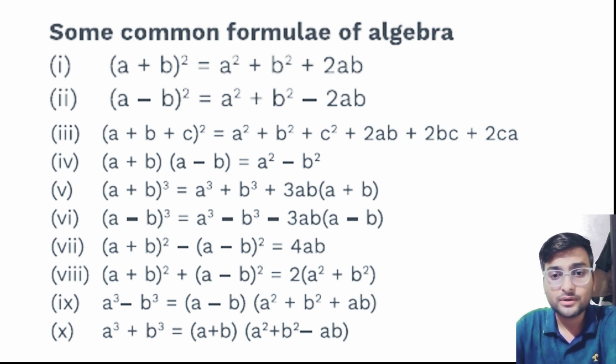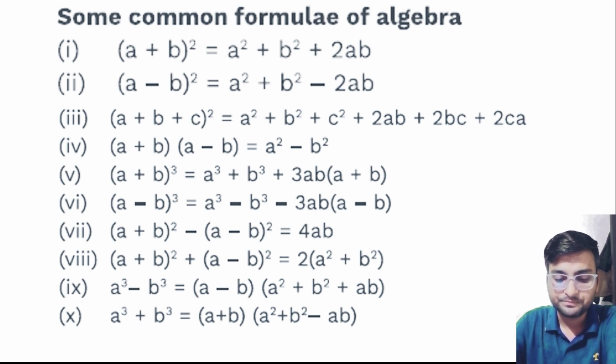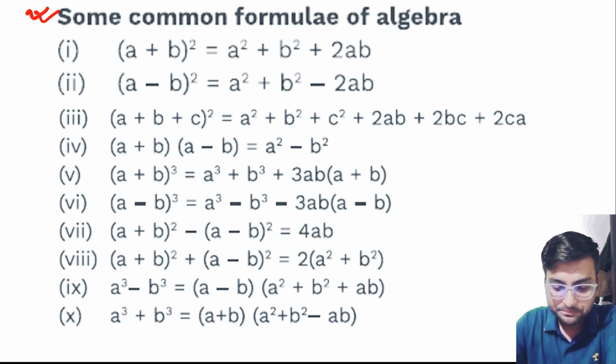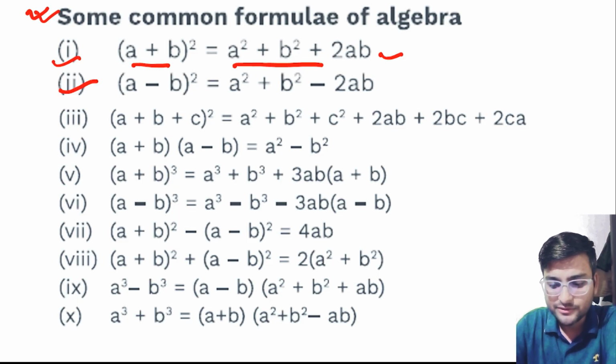Now we are going towards some basic algebraic formulas. These are also very basic formulas, and they are mostly used in physics. See here, the first is (a plus b) whole square. All of you know about that: a square plus b square plus 2ab. Second is (a minus b) whole square. You just remember this formula, because these formulas are very useful in physics.